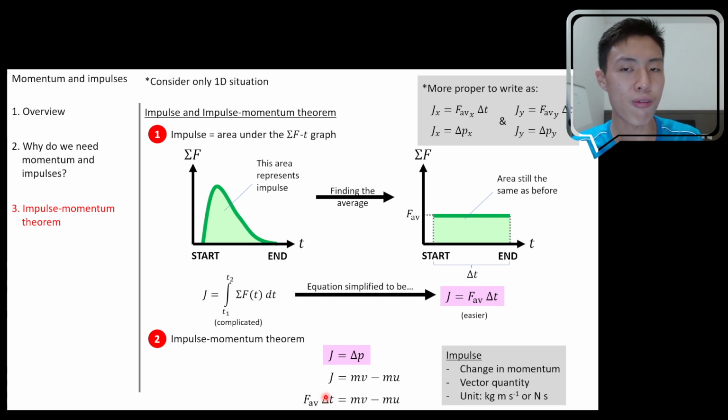There's something I brushed off a bit: this average force here is actually representing the average of the net force experienced. So it's actually net force that we're talking about here. I don't think it's being mentioned very clearly in a lot of references, but when we talk about impulse, it's actually related to the area under the net force time graph. So something to be careful of.